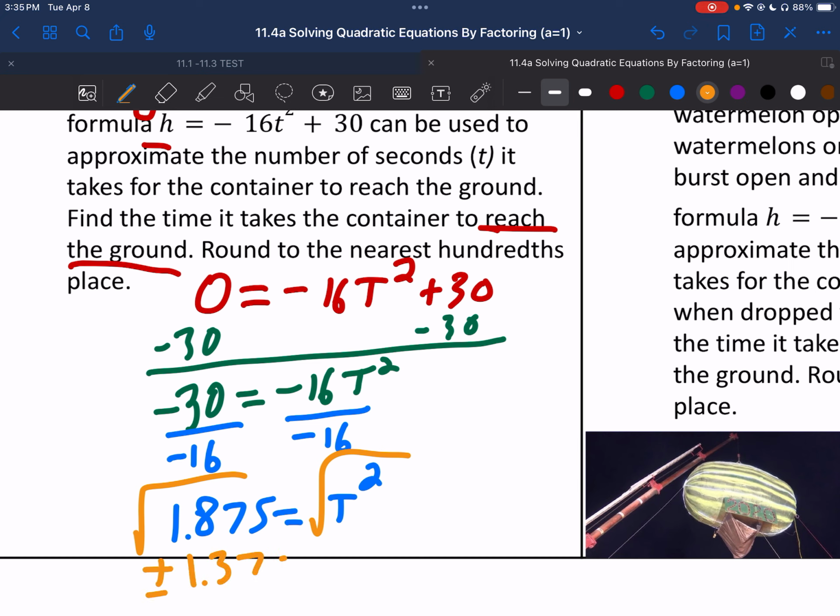So this is a time where now we have to interpret what is the reasonable solution given the scenario. The scenario is that we're talking about the time it takes for it to reach the ground. So does the negative value make sense? It doesn't really. So we're just going to say it's 1.37 seconds. It doesn't make sense for it to be a negative value because that would be negative time, and that just doesn't work. All right, so letter B.